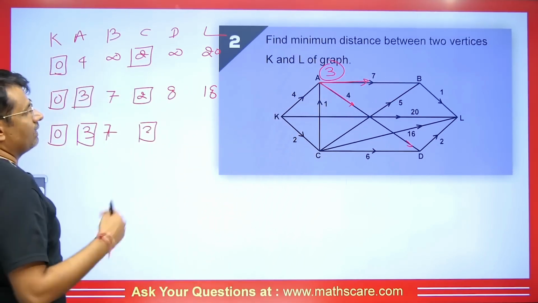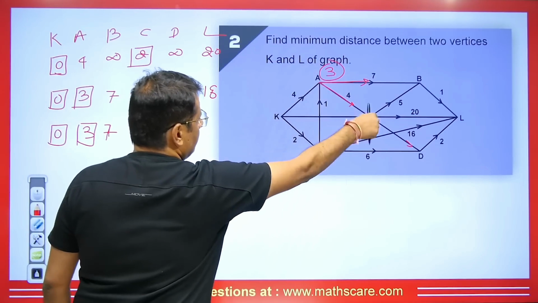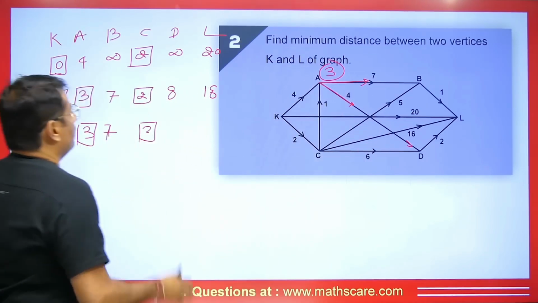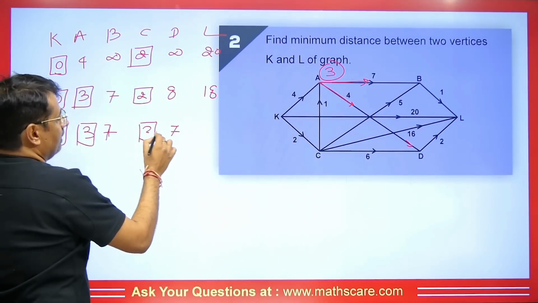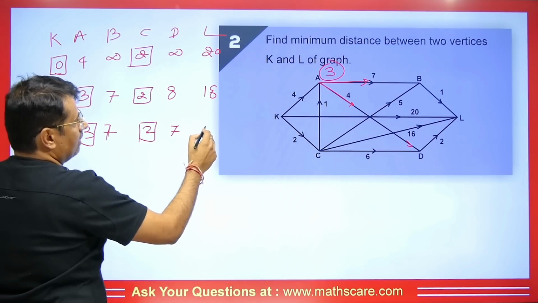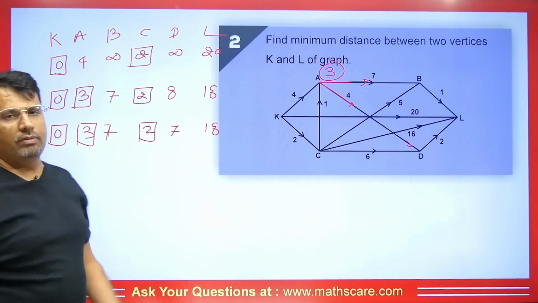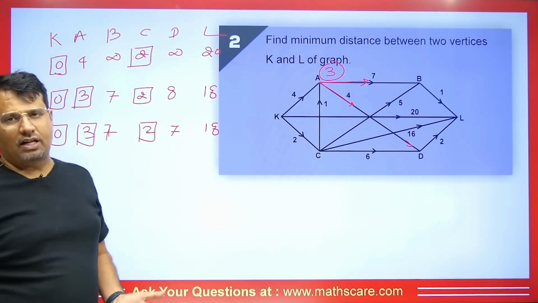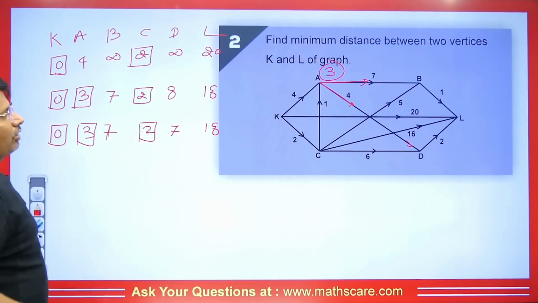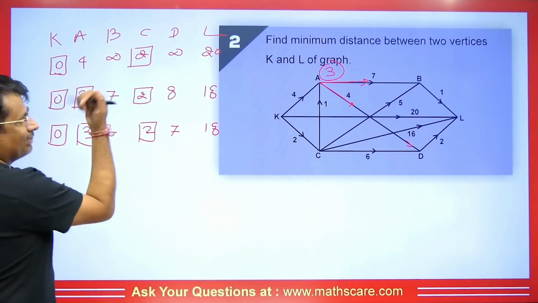Okay. Now we will see D. Here it will be 4 plus 3, 7. So it will be 7, and here we have 8. Therefore, we will write 7. And students, what will be this? Since it is not going to L, we will take 18 as it is. Here which is minimum, here is 7, and here also it is 7. So we can take any one. Is this clear? So what I will do is, I will take B here.